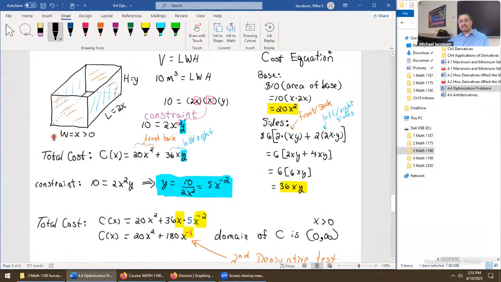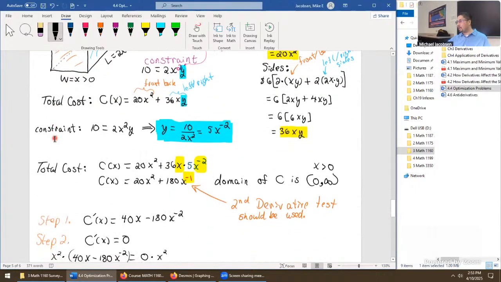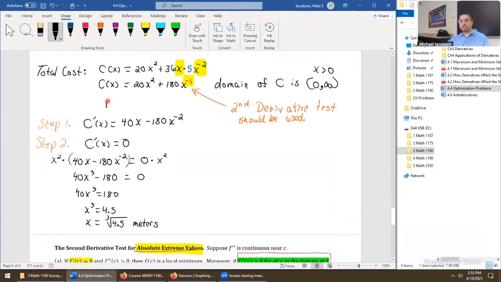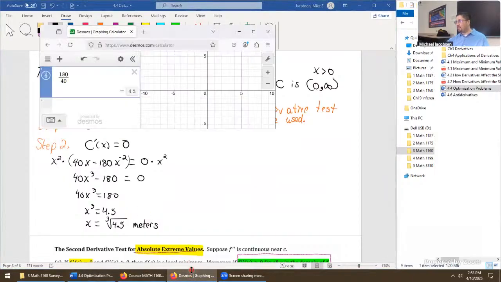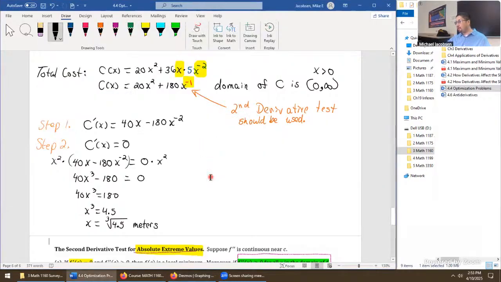It's also easy to forget the context of all this once we abstract away down to just the function itself. So now that exact length, let's just figure out what that is. 4.5 to the power 1/3 looks like about 1.65 meters. Again, a humongous box. But this is the critical number of C, the cost function.